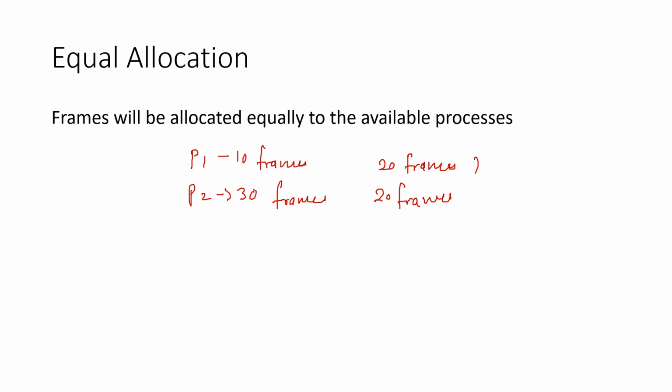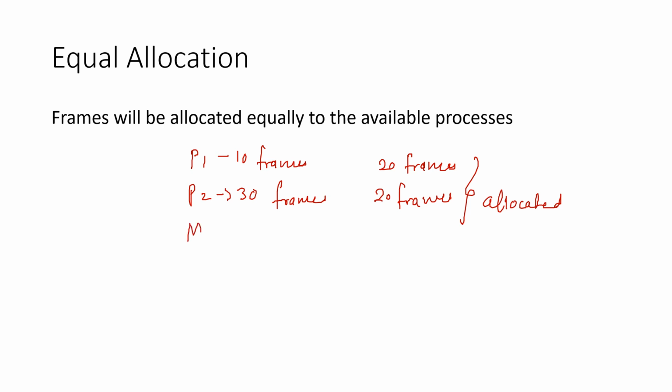So in equal allocation, frames will be allocated equally to the available processes. So for example, if P1 needs 10 frames and P2 needs 30 frames, what is done is 20 frames are allocated to P1 and 20 frames are allocated to P2. Okay, so these are allocated.